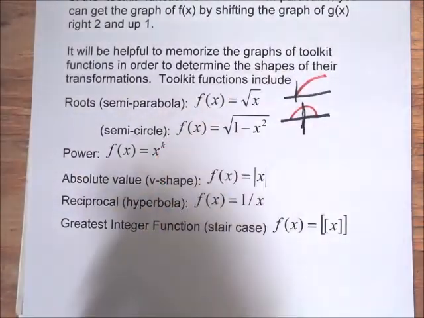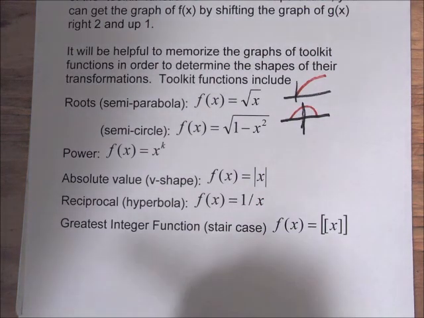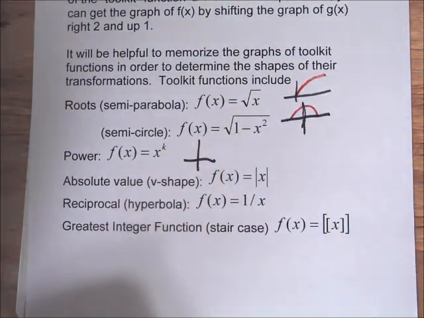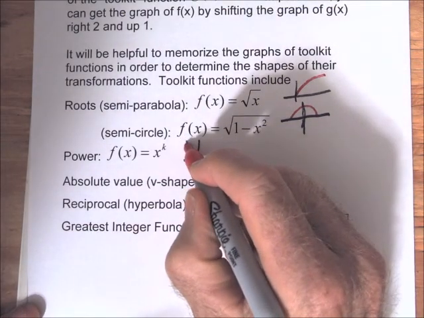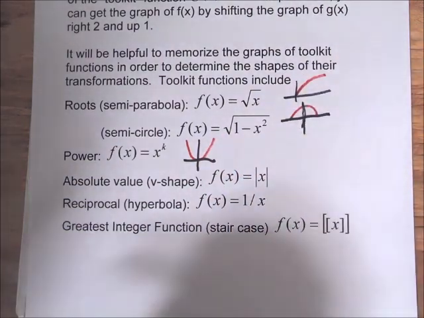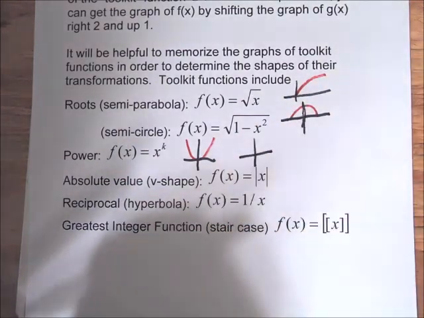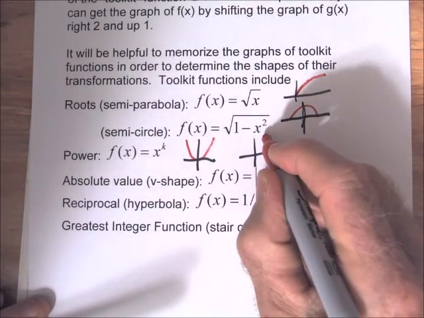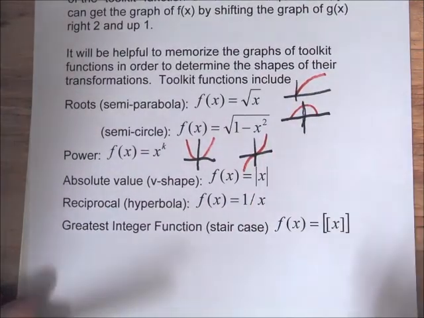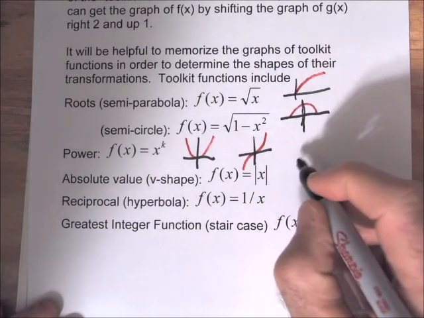The graph of the power function, if you have an even power, could look like a parabola. Even powers, something like this. With the higher even powers, the parabola kind of flattens out. With an odd power, if you have x to an odd power, it tends to look like pieces of two semi-parabolas pasted together. It looks a little bit like that. Absolute value is a V-shaped graph.